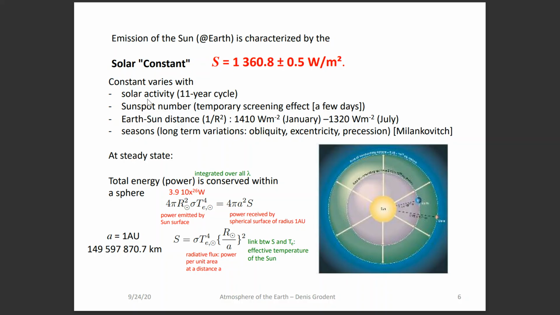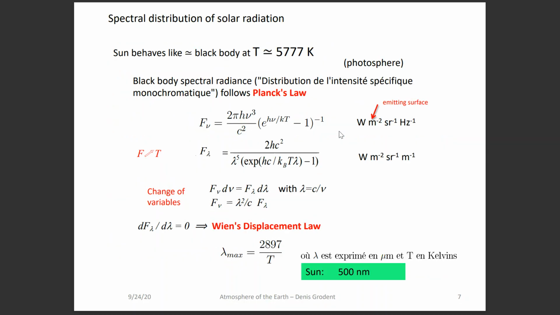Yes, it varies depending on solar activity, the sunspots, and the Earth's distance, because of the elliptic orbit of the Earth around the sun. So we assume that the sun behaves like a black body. This is more or less correct. We'll see it later on.